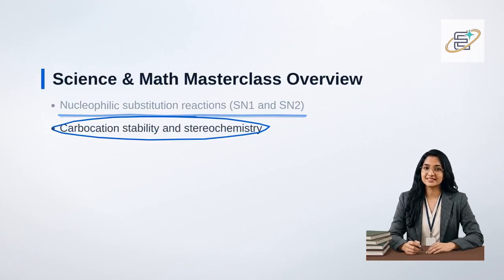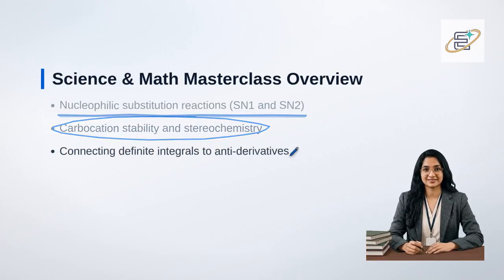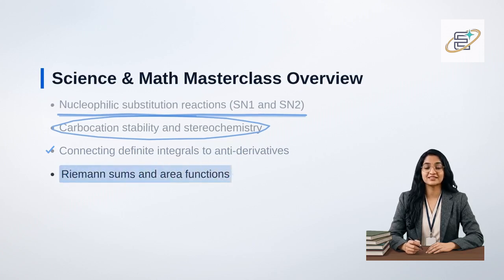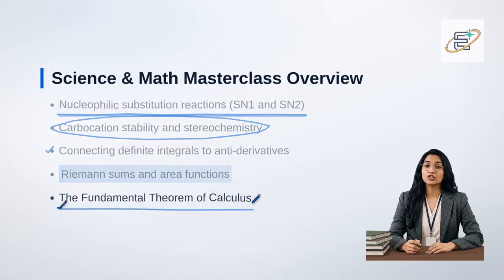After mastering the chemistry, we will shift gears into mathematics. We will connect definite integrals directly to antiderivatives, bridging the gap between two major concepts. To visualize this, we will review Riemann sums and area functions, showing how accumulating infinitely small slices gives us an exact area. Finally, this all culminates in the fundamental theorem of calculus, the crown jewel of calculus I, that ties differentiation and integration together perfectly.